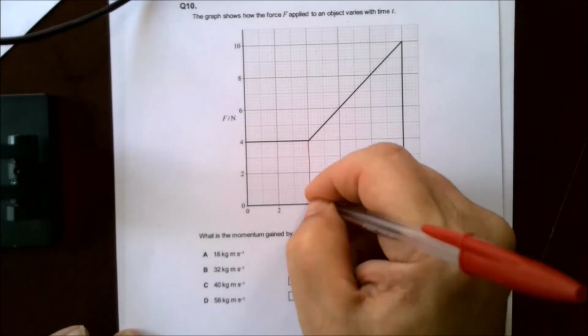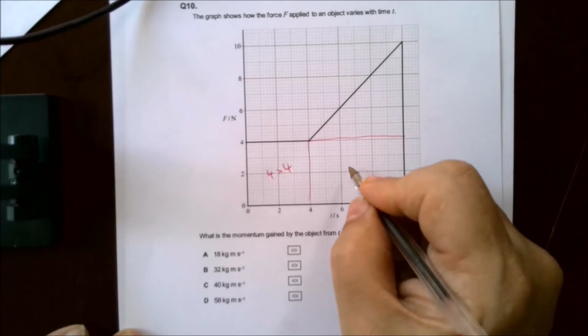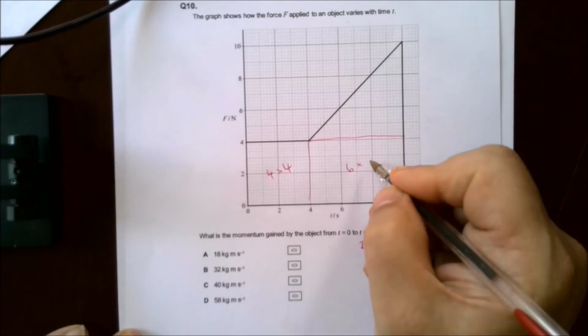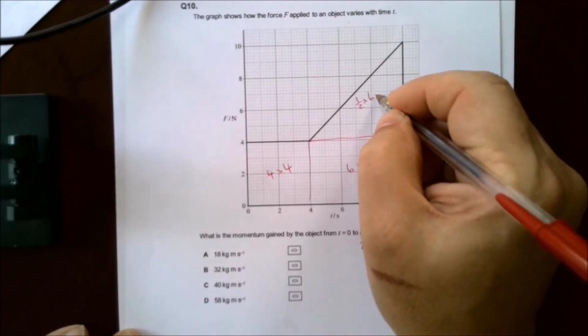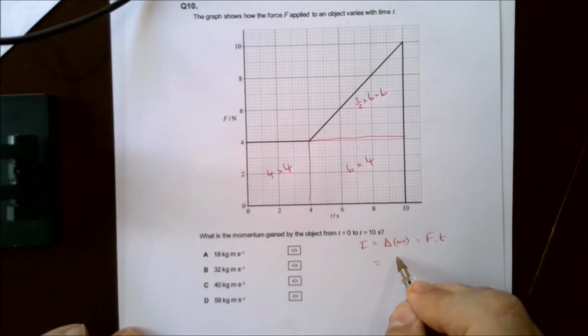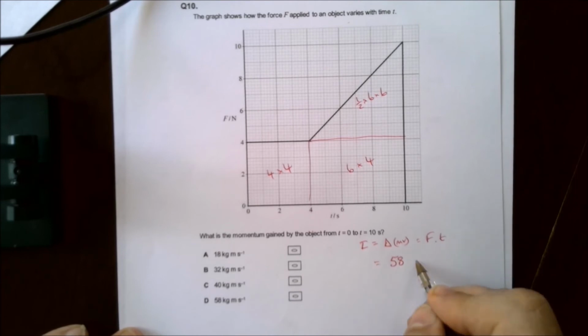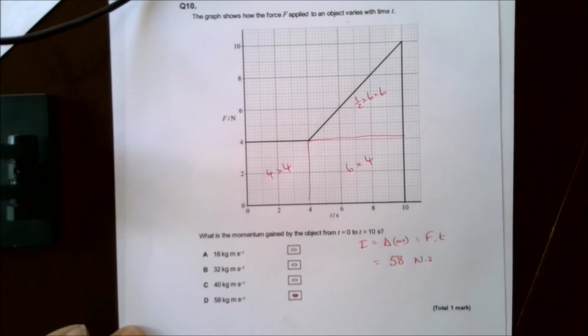So we've got this part here, which is 4 times 4, we've got this part here, which is 6 times 4, and we've got this part here, which is a half times 6 times 6. Obviously you can use a trapezium formula or something if you want to. You add all that together and it comes to 58 kilogram meters per second, or newton seconds, that's the same thing. So the answer is D.